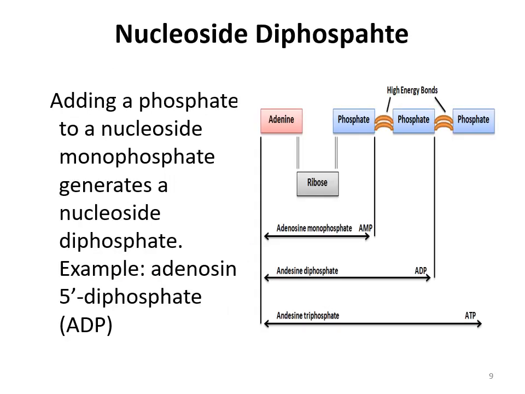Next, again the same thing: adding a phosphate to a nucleoside monophosphate generates a nucleoside diphosphate. An example of this is adenosine 5' diphosphate, ADP, which is what we call it. And the picture is really clear.